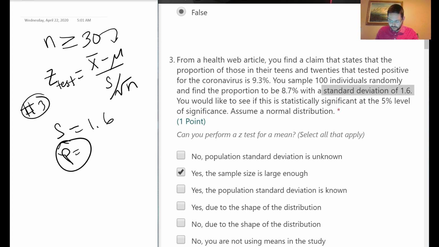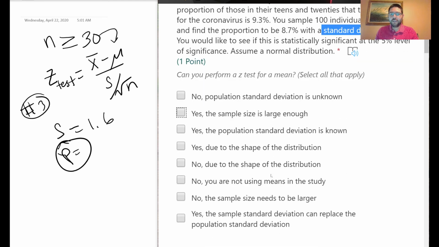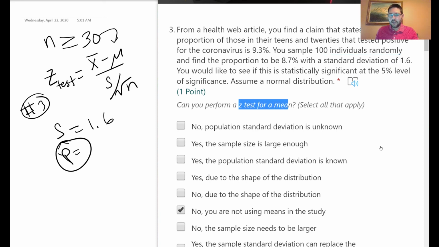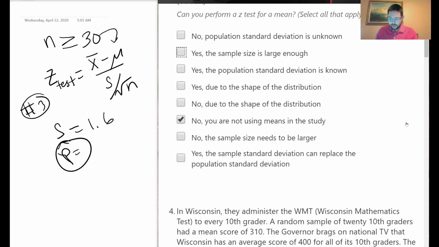But here, the answer would actually not be yes, because we're using proportions, percentages. So I'm going to go ahead and uncheck this. Even though they give you the sample size is large enough, you're not even dealing with means to begin with. So we're going to say no, because you're not using any means in the study. It has to be an average for you to use a z-test for a mean here. So that's going to be no. That's it.